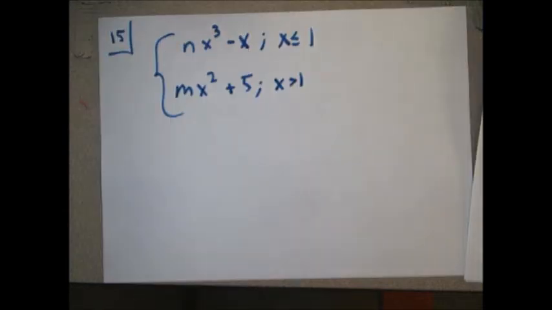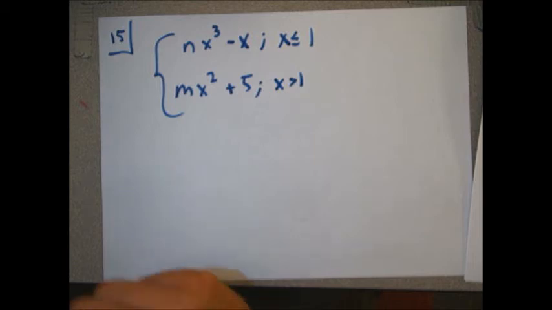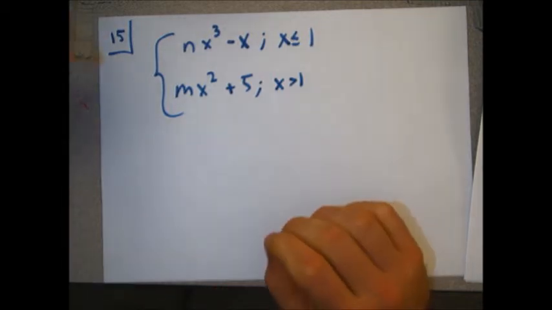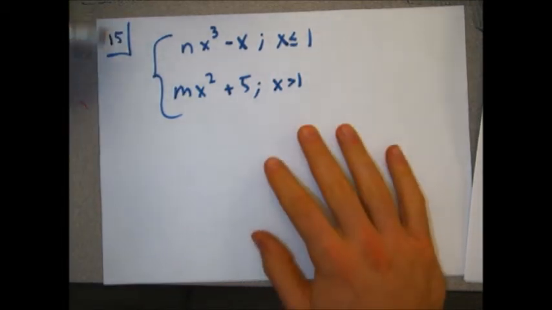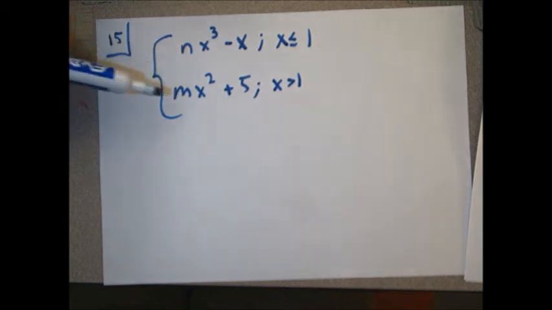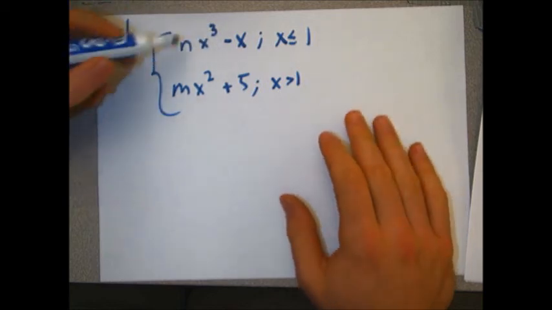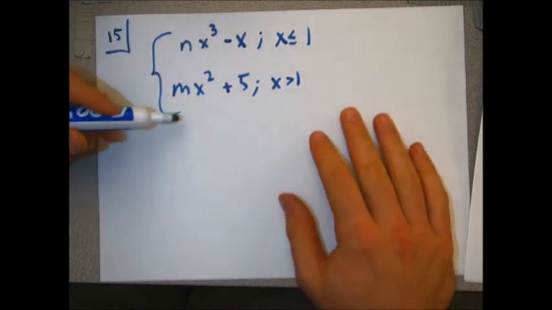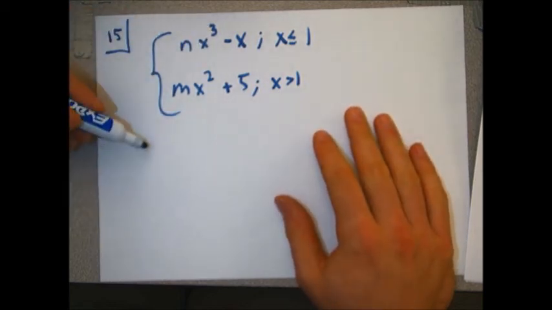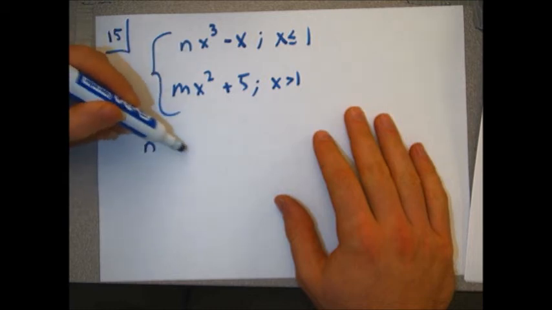Question 15 says, given the following function, and it's differentiable everywhere, n and m are constants, what is n? So if it's differentiable everywhere, that means if I took the derivative of all of this, we should be able to set them equal to each other. Also, we're going to let x be 1 here, so let's do that first. So if I let x be 1, what would we end up with? This would be n minus 1.